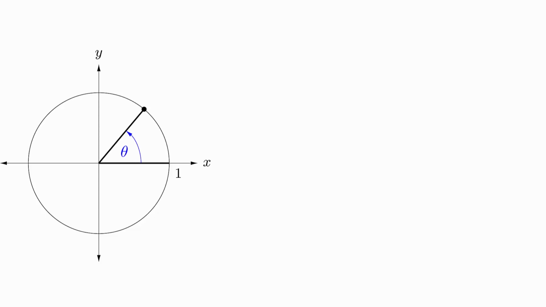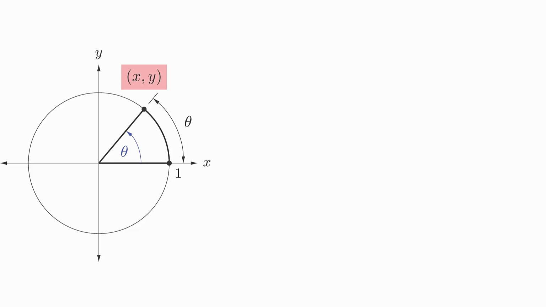For any angle theta, we can draw it in standard position, so that the initial side is along the positive x-axis and the vertex is at the origin. The circle will intersect the terminal side at some point that we'll call (x, y). Notice that by the definition of radian measure, the distance around the circle from the point (1, 0) to the point (x, y) will be exactly theta if theta is in radians.